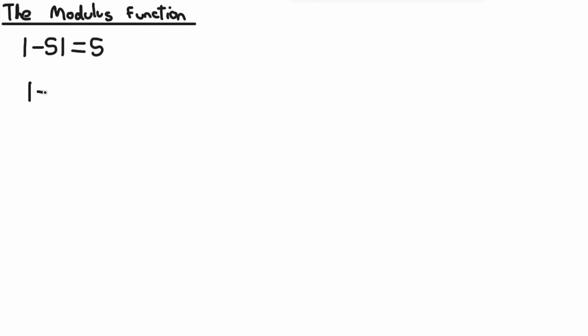If we did the modulus of -3 over 4, again we do this by putting these two straight lines here, this would be equal to 3 over 4. It gets rid of this negative sign here. And if we took the modulus of 2, this would just be equal to 2. There's no effect because 2 is already positive.